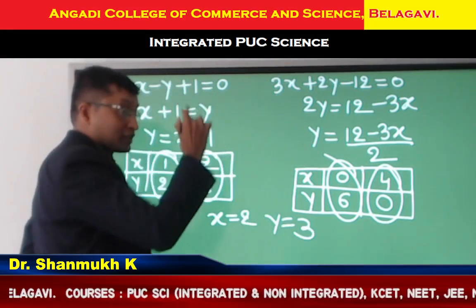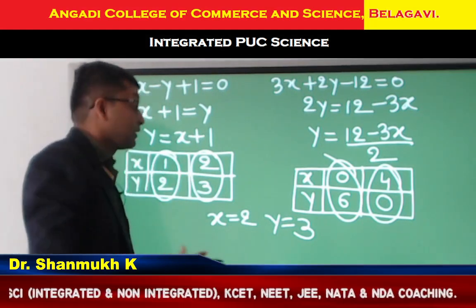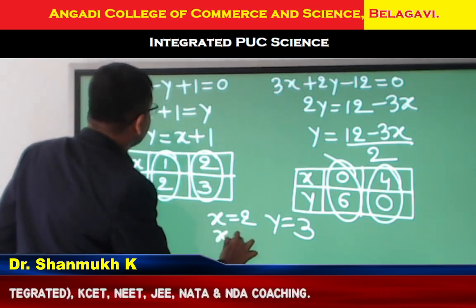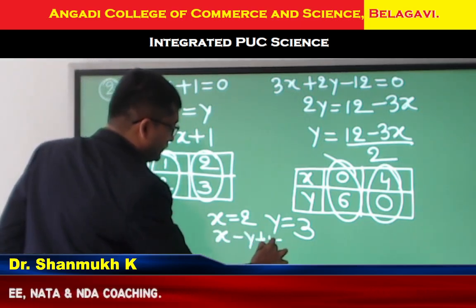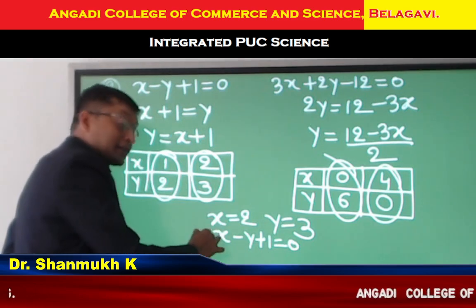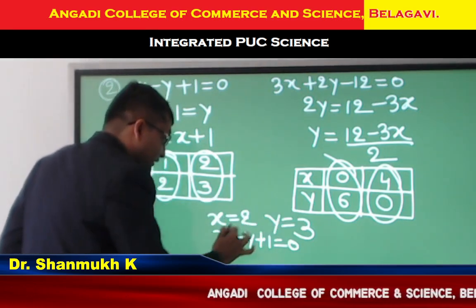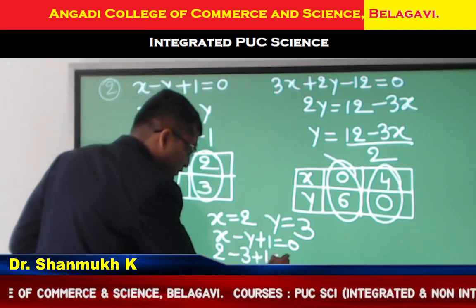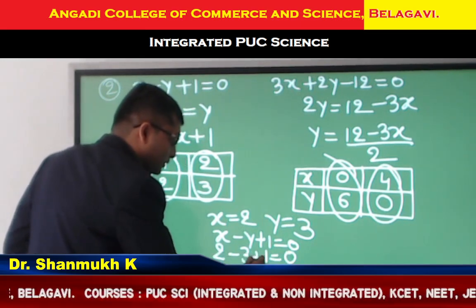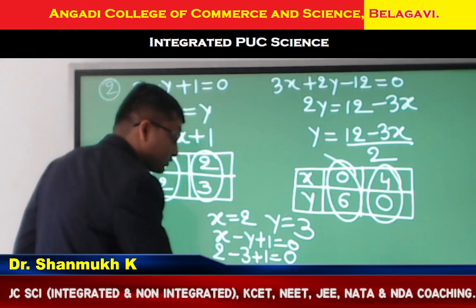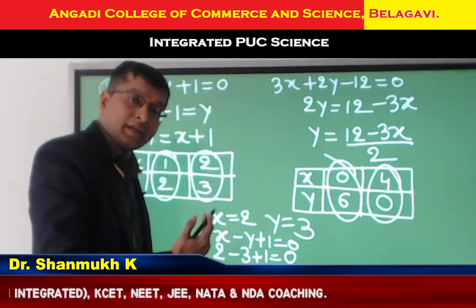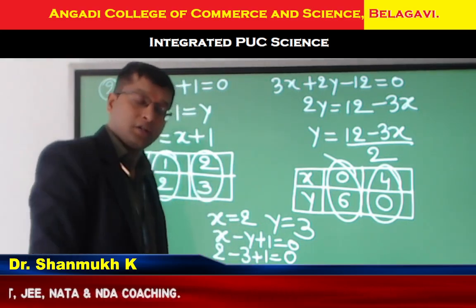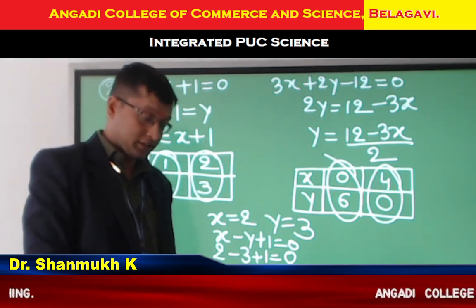Take any one equation. The first equation is very simple: x minus y plus 1 equal to 0. Substitute x as 2 and y as 3: 2 minus 3 plus 1 equal to 0. 2 minus 3 minus 1 plus 1, 0 equal to 0. So we observe that LHS equals RHS. Therefore, the solution is right.